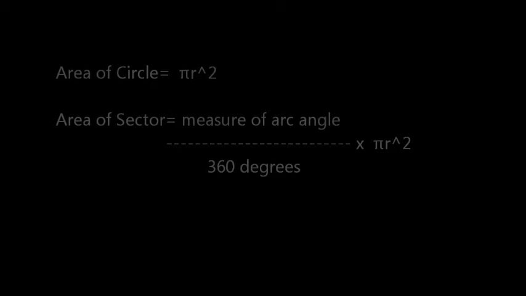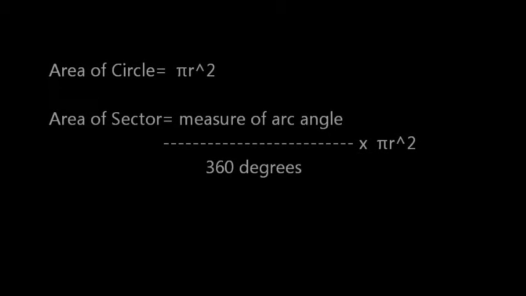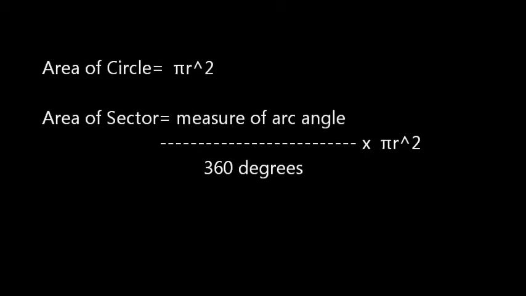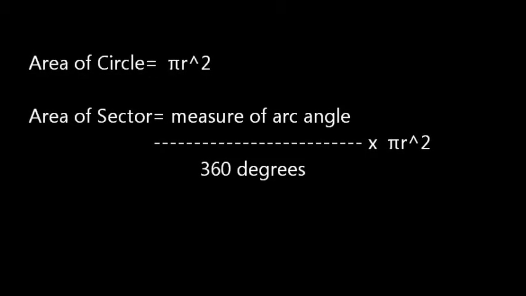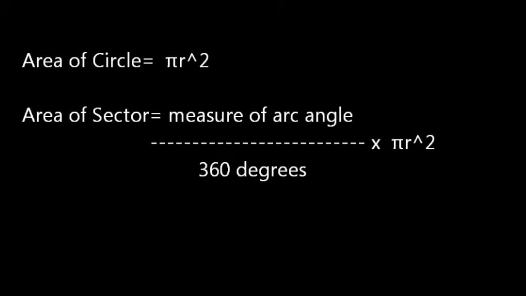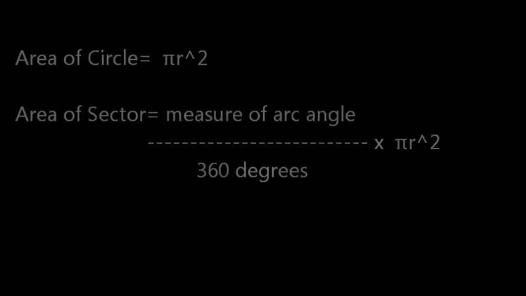Areas of circles and sectors. To find the area of a circle, you use the formula pi r squared. The area of a sector equals the measure of the arc angle over 360 degrees, then you multiply by pi r squared.